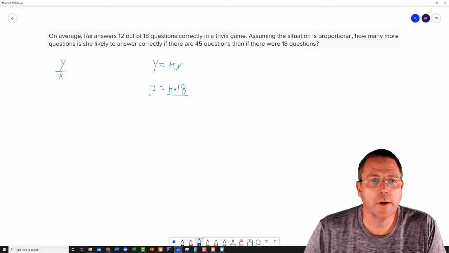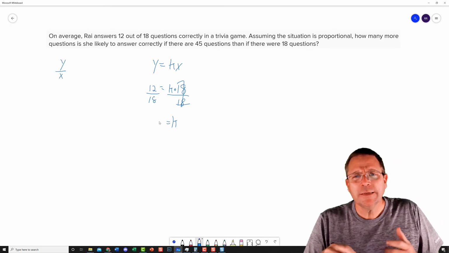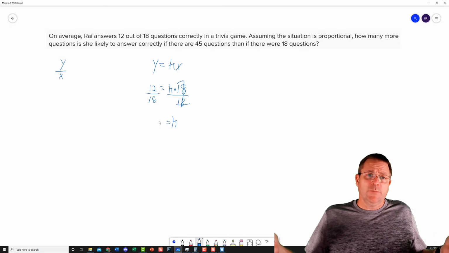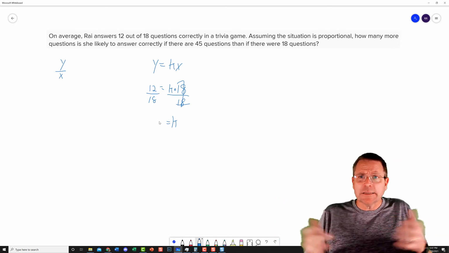From there, we're going to divide both of these by the 18. And when we do that, 18 divided by 18 is 1. 1 times k is k. And then 12 divided by 18, well, if I did that as a decimal, it would give me a repeating decimal of 0.66666. We don't like that.